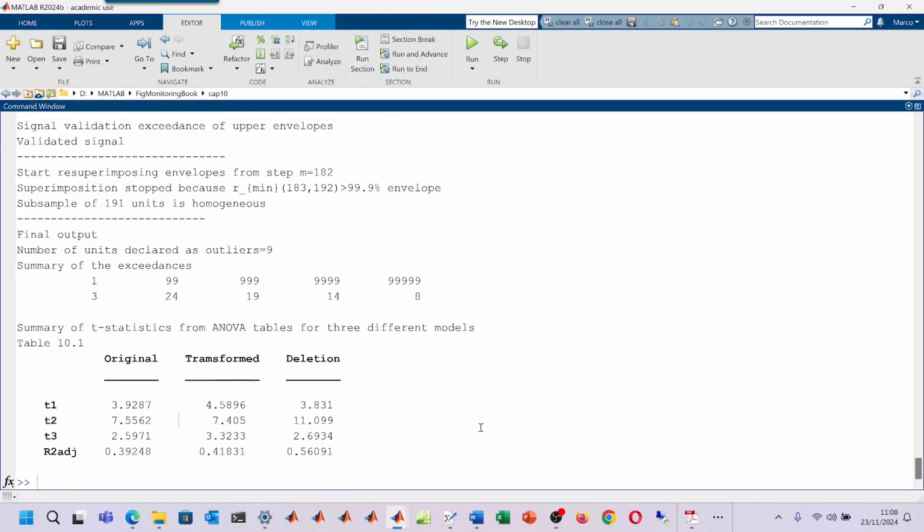Now we go to table 10.1, which compares the 3 fits in terms of t statistics. In the original scale, we have an adjusted R-square which is a bit poor, then it increases in the transformed scale and after deletion of the outliers. What is particularly interesting, I think, in this table is that the value of the statistic for x2 increases quite appreciably as we go from the left to right of the table, whereas the other two t statistics increase and then decrease.